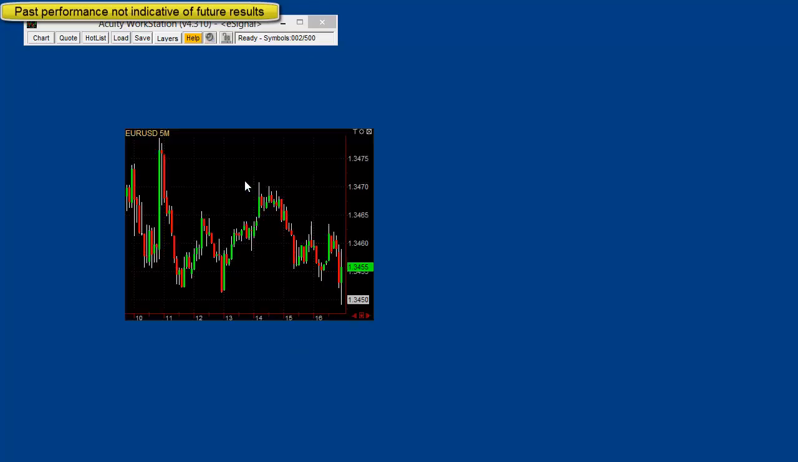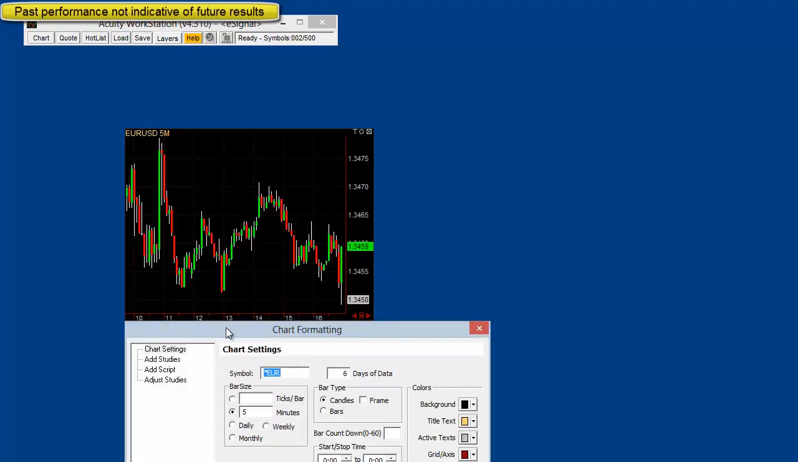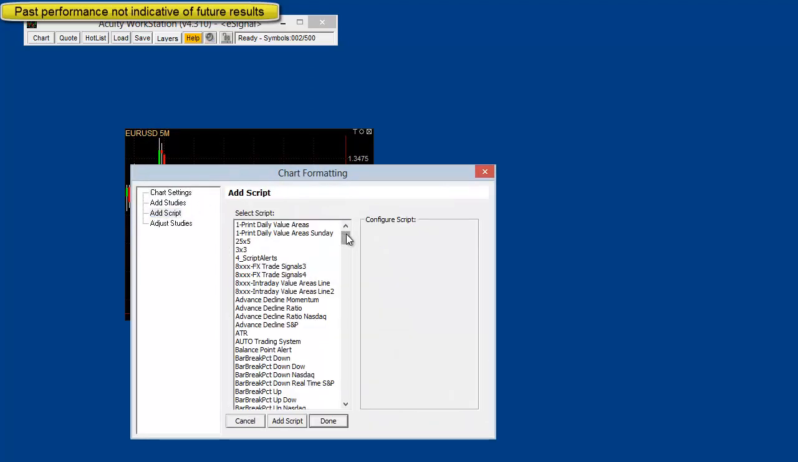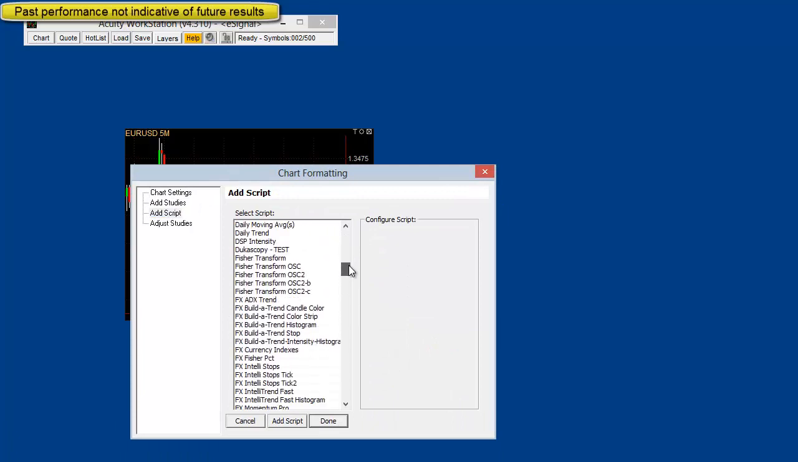Bring up a chart. Now, forget what it shows there now. You want to right click on the chart, go to chart settings, add script, and go down to FX currency indexes. And for the most part, if it's an intraday bar, I show a 15-minute index moving average, a 60-minute index moving average, previous day's high and low. Not many options, and they're pretty self-explanatory. I would use the default options we have on there.